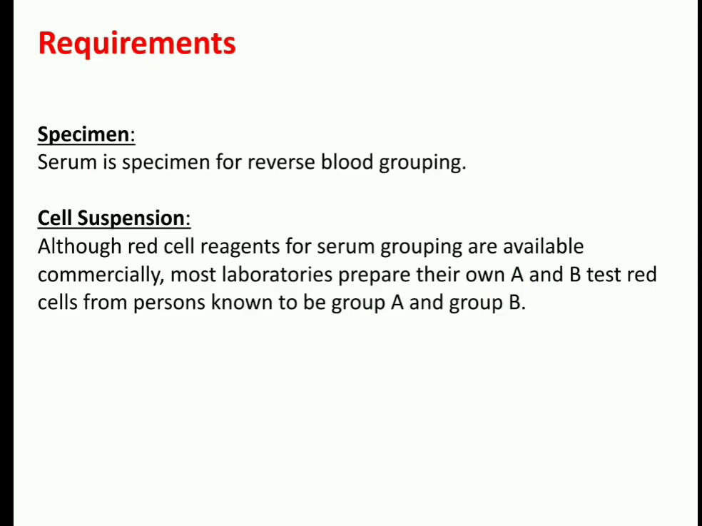Requirement: serum is used for reverse blood grouping. Then we require cell suspension. Although red cell reagents for serum grouping are available commercially, most laboratories prepare their own A and B test red cells from known persons of blood group A and blood group B.